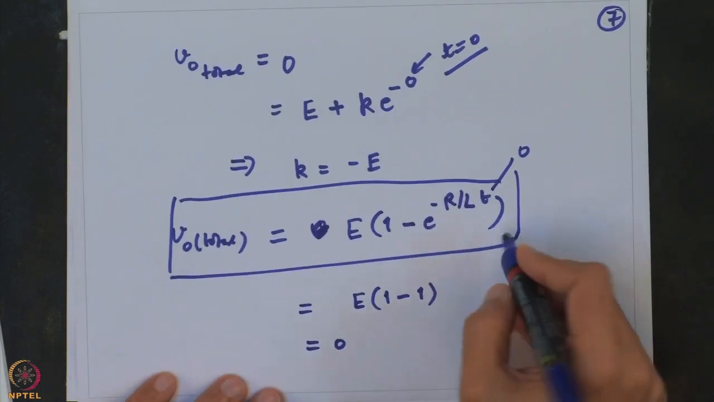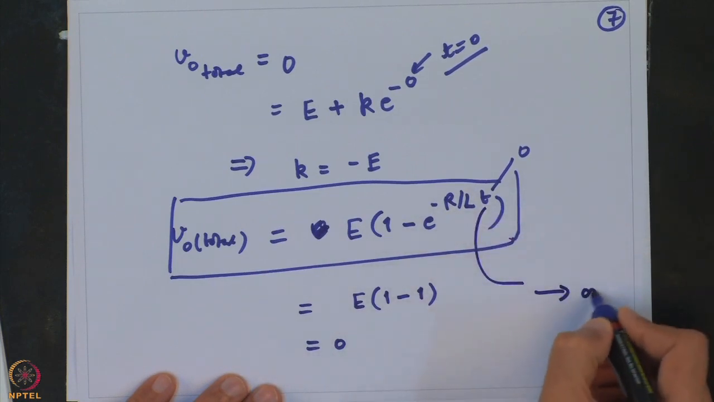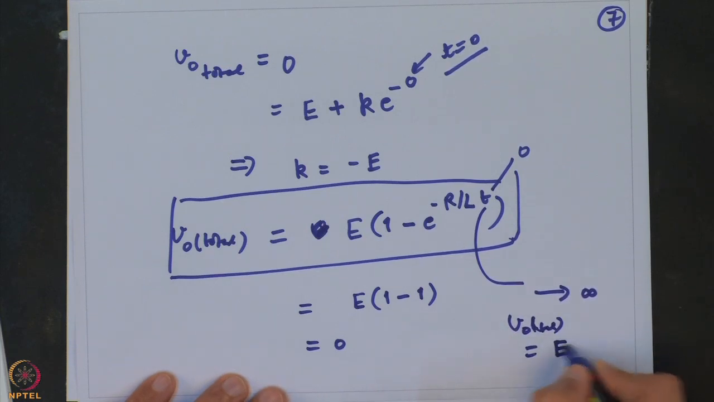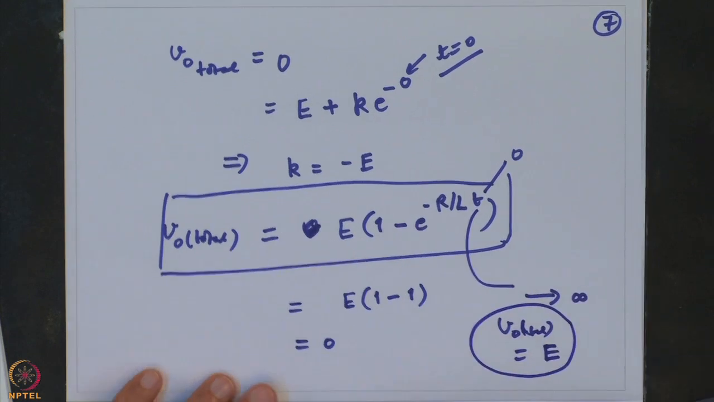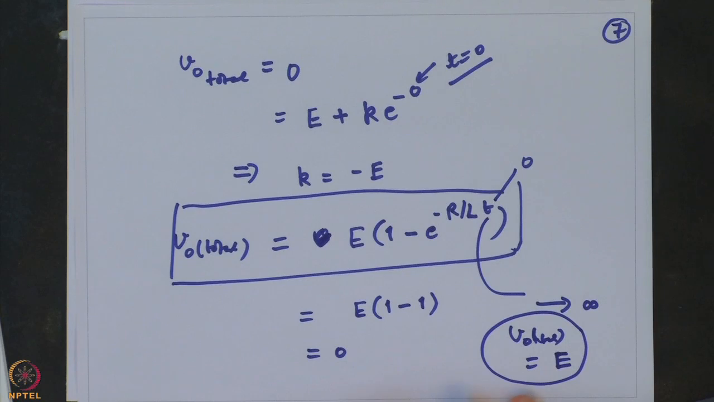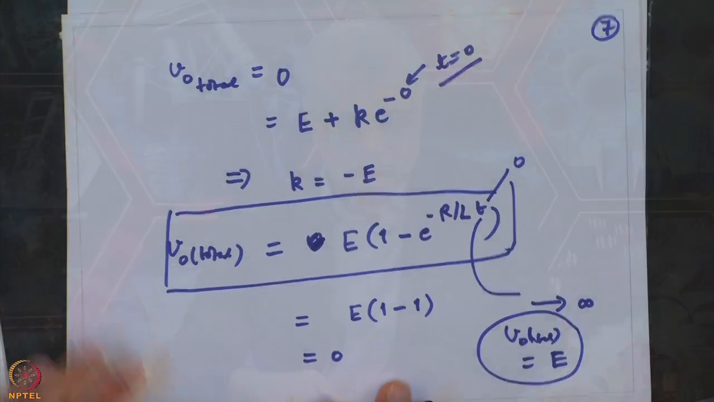And likewise, when t tends to infinity, you can say that the VO total is equal to E, the forced solution. So, long time after the switch has been closed, only the forced solution, which is just because of the applied excitation function, will remain. The transient term has actually decayed to 0.